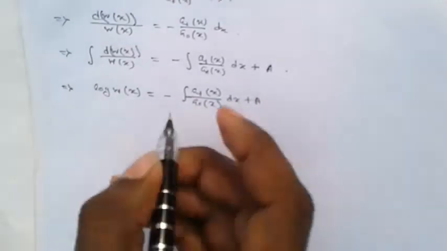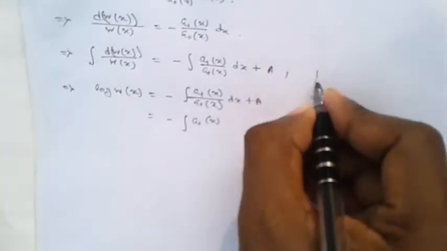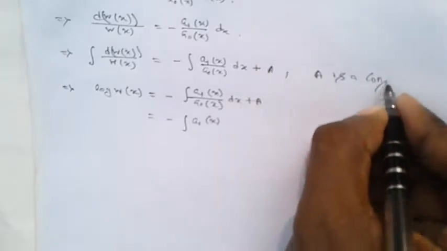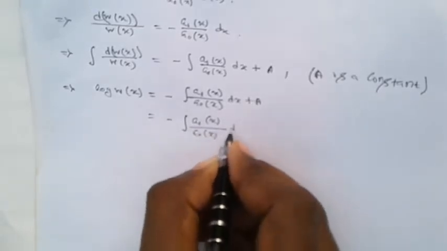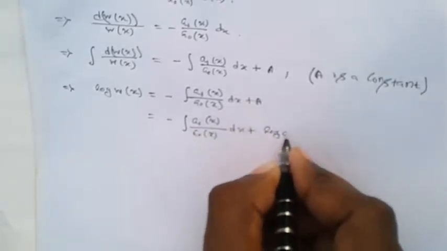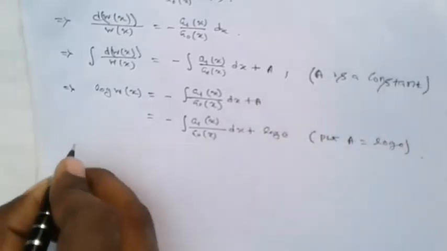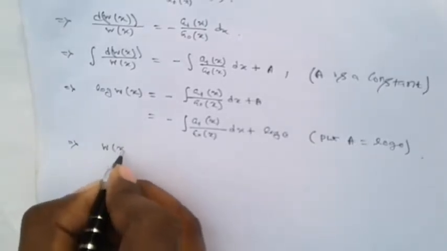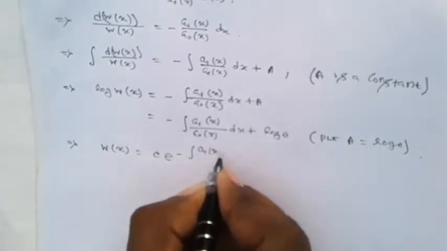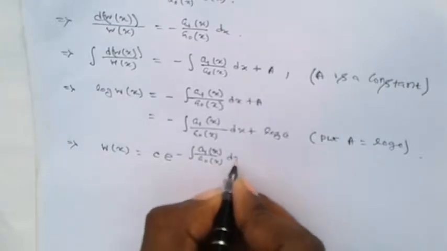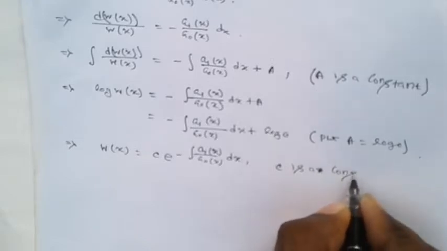Now we put a equal to log of c, where a is a constant, so W(x) becomes c times e to the power minus the integral of a1(x) by a0(x) dx, as c is a constant.